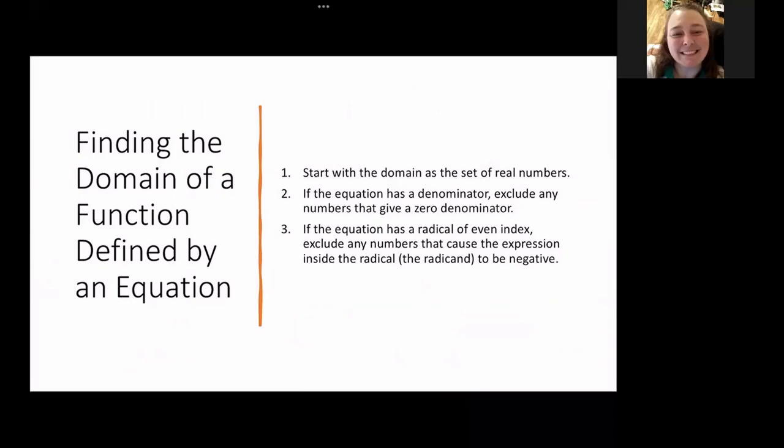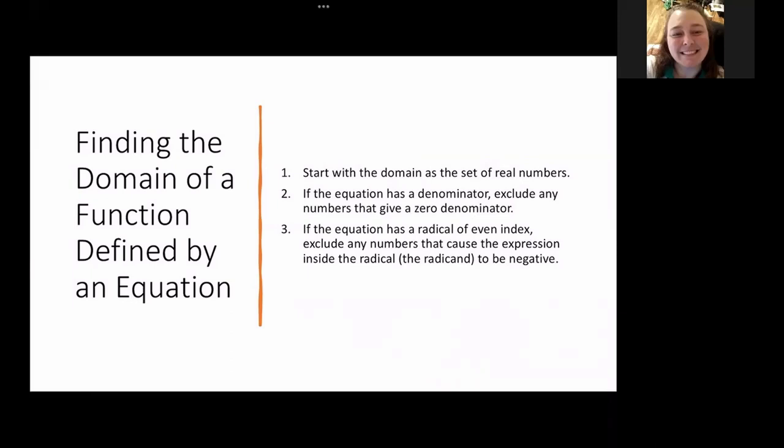So first, we're going to start with the domain as the set of all real numbers, and then we're going to find where it's not applicable. If the equation has a denominator, that denominator cannot be equal to 0. And if the equation has a square root of some sort, we have to make sure that we're not taking the square root of a negative. The square root of a negative is imaginary, it doesn't exist. So that's what we have to do moving forward with that.